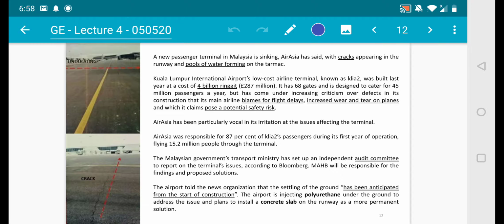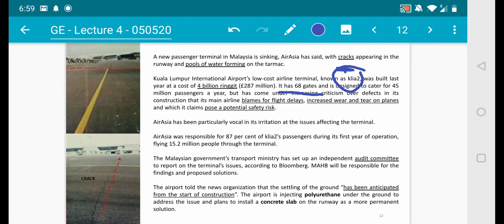Now, a new passenger terminal in Malaysia is sinking, AirAsia has said, with cracks appearing in the runway and pools of water forming on the tarmac. The KLIA low-cost airline terminal, known as KLIA2, if you still remember, was built last year at a cost of 4 billion ringgit. So it has all these features: 68 gates, catering 45 million passengers a year.